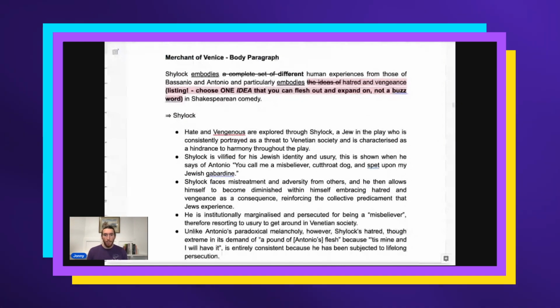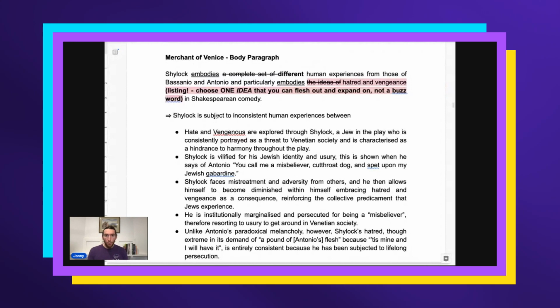So Shylock represents. Now, do I want different? Different, problematic, inconsistent, paradoxical. I would say inconsistent because that's a rubric term. That's way better than different. Different isn't in the rubric. So Shylock represents inconsistent human experiences. I kind of don't like the framing of the whole sentence. It's just so character based, like they have different human experiences to that character. You're not really saying anything specific there.